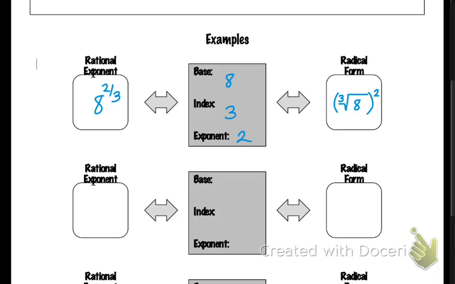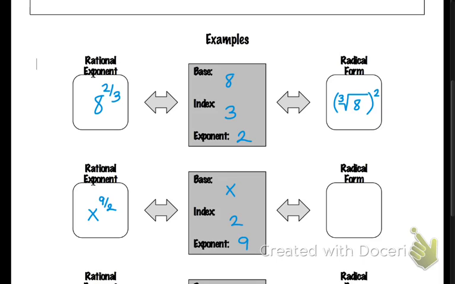If I throw in a variable, it becomes no different. Let's say I have x to the 9/2 power. The base here is x. The index is the denominator, that's 2. And the exponent is going to be the numerator, so this one is going to be 9.